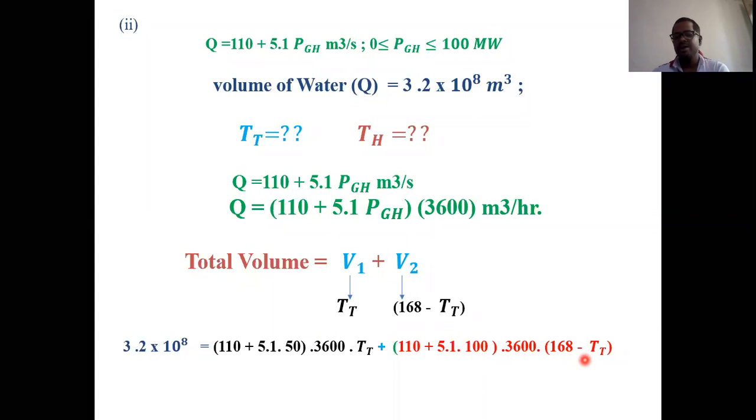168 minus TT. So once you understand this Q and this Q, what I am doing here is equating these two volumes of water. That's it, and easily we can find the TT value from this equation. Solve this equation and tell me the TT value quickly. Just put your answers in our chat box. TT value.